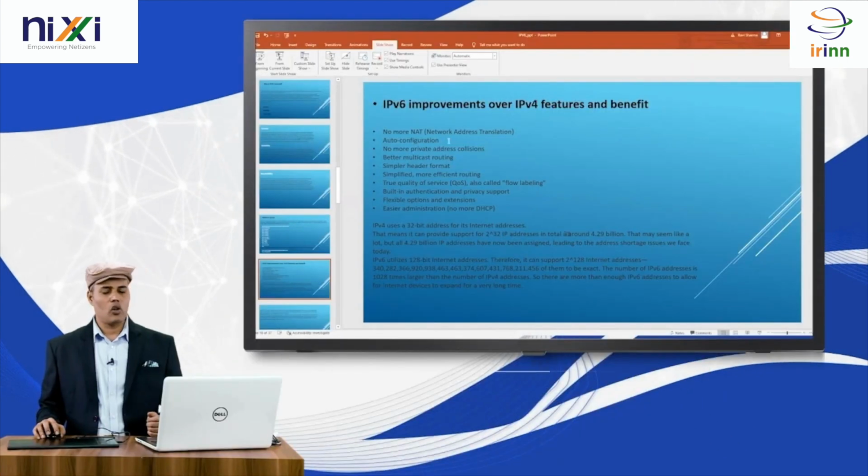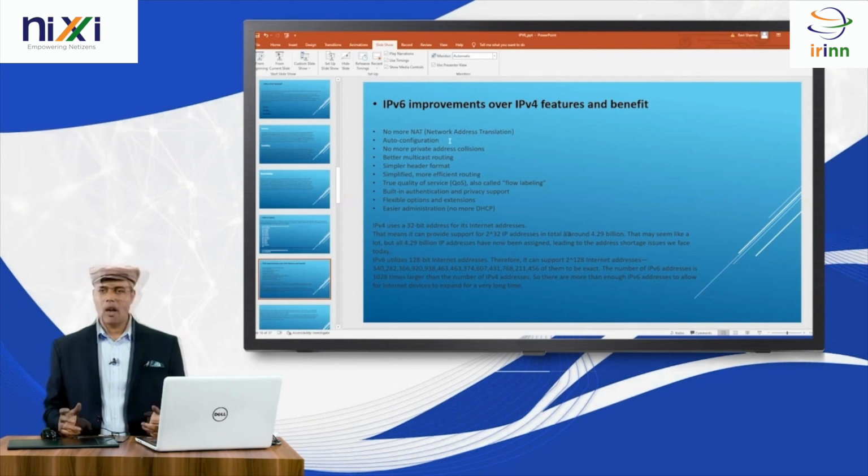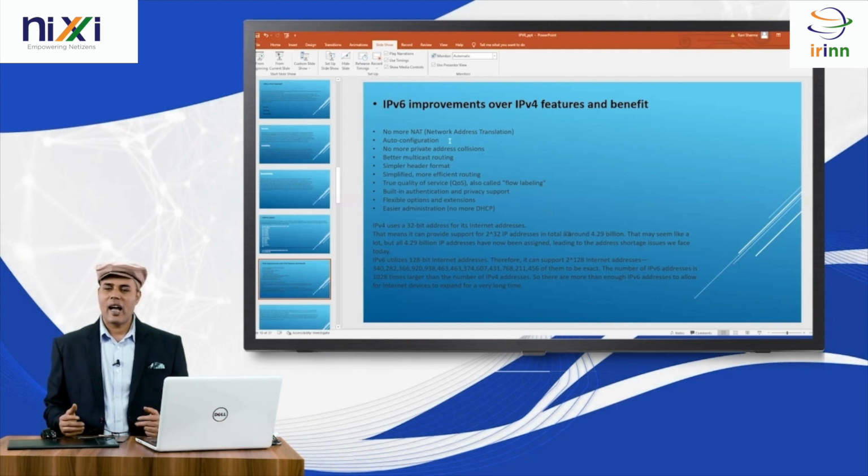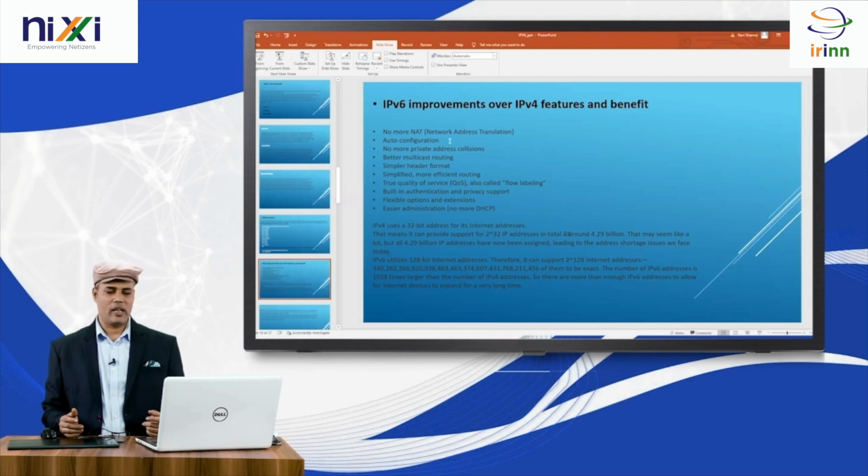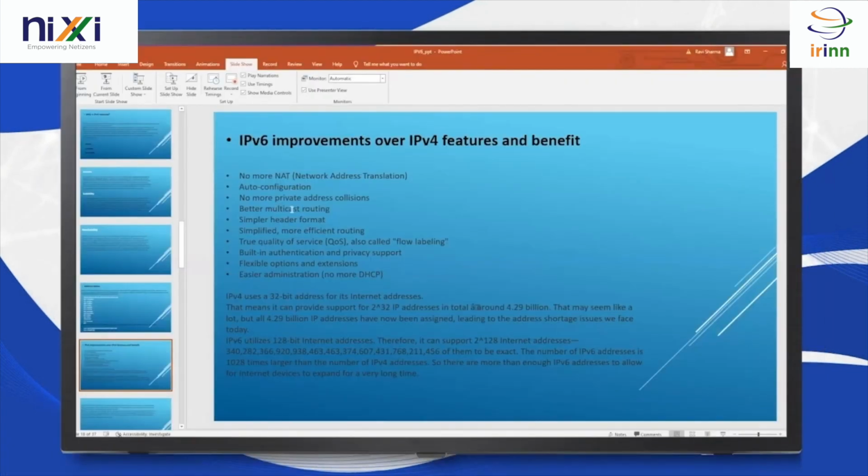We also have auto configuration. Devices such as small IoT devices and industrial IoT devices can get an IP address automatically without any configuration. No more private IP address collision, because we can work directly with IPv6. Better multicast routing and simple header formats. If you look at the IPv4 format, it is a bit difficult to understand, and its flow is very lengthy.